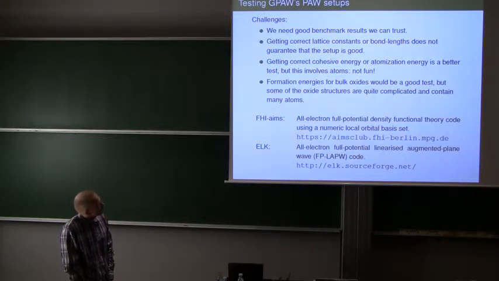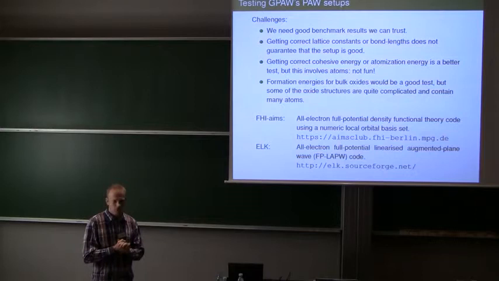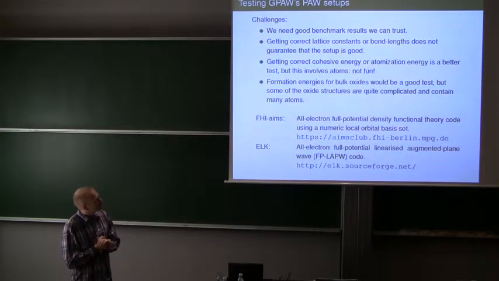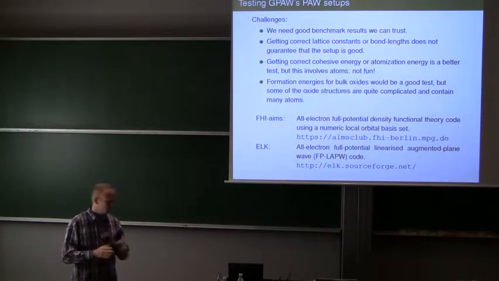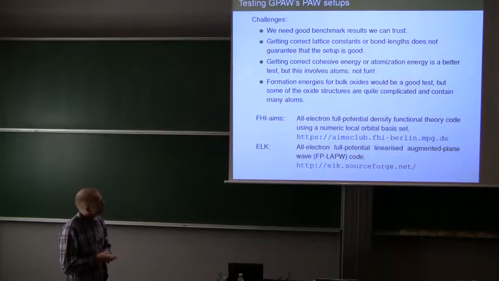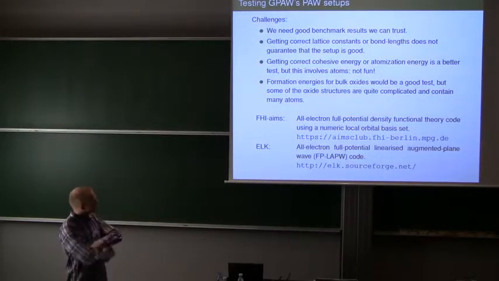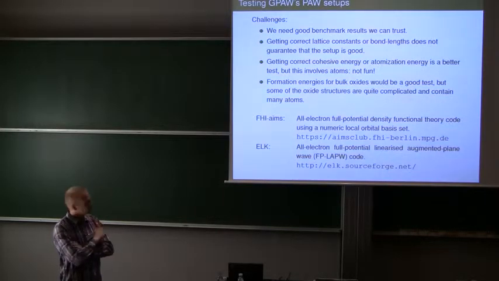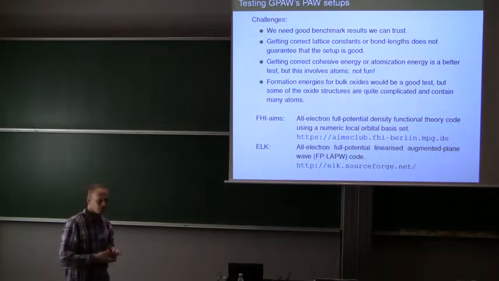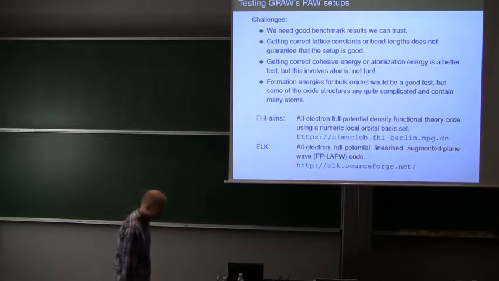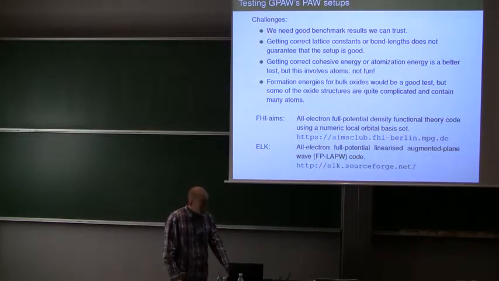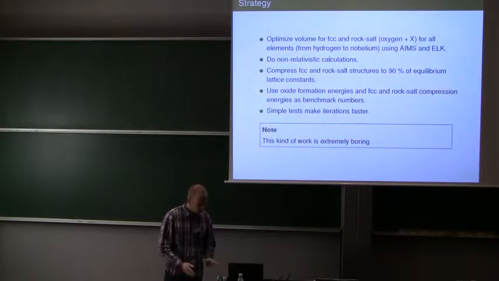So something like cohesive energies, that's much better, but we don't want to do atoms with several codes because it's just not fun to do atoms. So we are looking for something simpler. Martin also found the structures for all oxides, but those are big systems and really painful to work with. And these are the codes that Martin now masters. Both of them are all electron codes, full potential, everything, but they're still very different in the way they do their thing. So if we can get the same numbers with those two, we are quite happy. That's still a challenge.